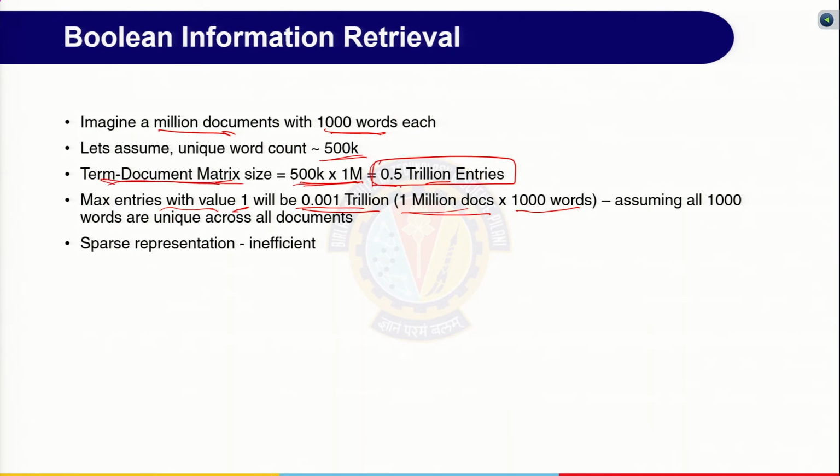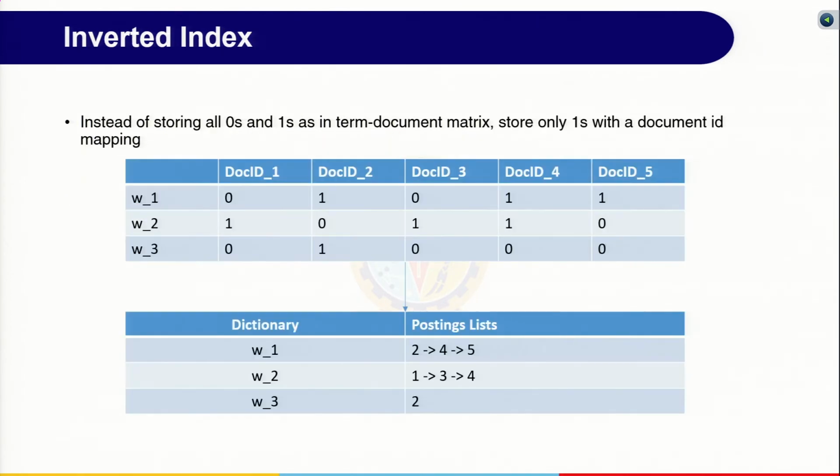However, we are having so many entries in the matrix. That means we have such a sparse representation, such an inefficient representation. So we can't use such a Boolean information retrieval system for real world systems. Instead, what we will do is we create an inverted index. So that is the next logical step from the term document matrix.